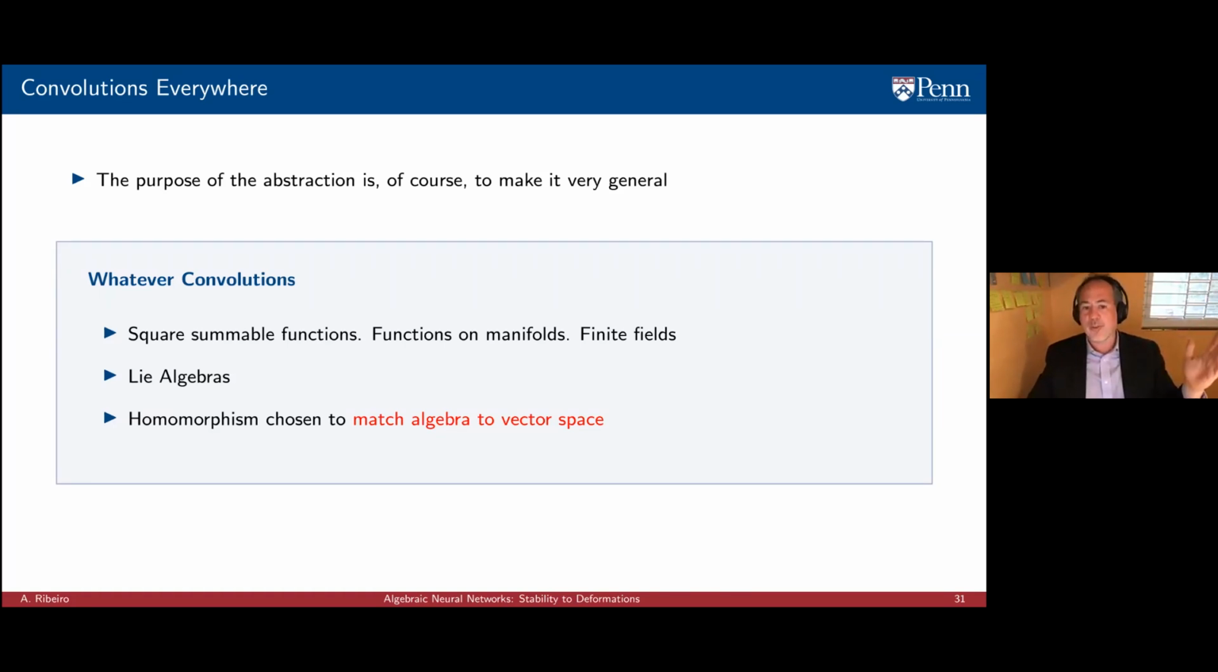And the homomorphism is the one that I have to emphasize is not up to be chosen here, right? So the homomorphism is the one that matches the algebra to the vector space. So there is a lot of freedom in exploring the space of signals, and a lot of freedom in exploring the space of filters. But once those two freedoms are taken away from you, the freedom of choosing the homomorphism is, for the most part, taken away from you.